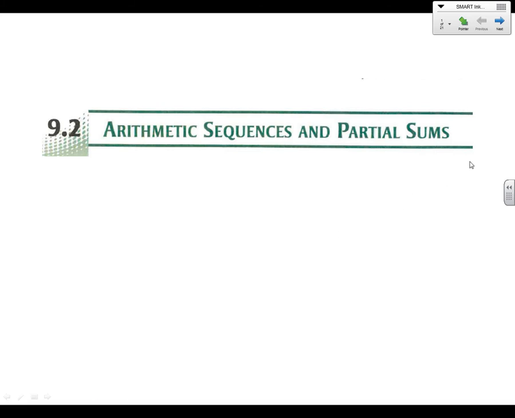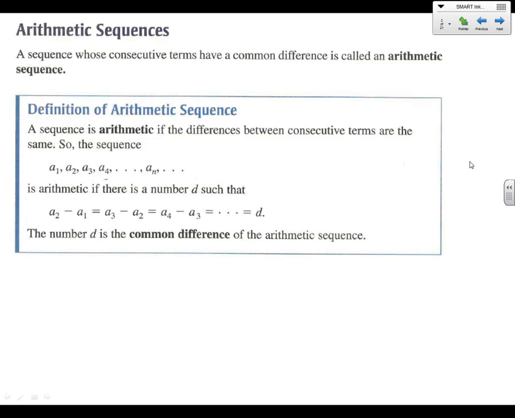All right, let's keep going with chapter 9. 9.2, we're introducing arithmetic sequences and partial sums. So, when we have a sequence that is addition, where every step in between is a +3 or a +5 or a +7, we call those arithmetic sequences, right? Arithmetic, when we're adding, right?